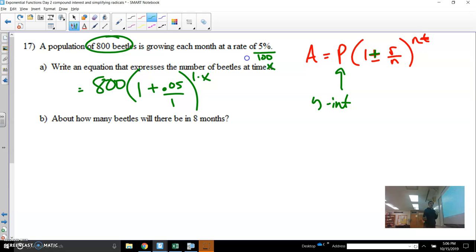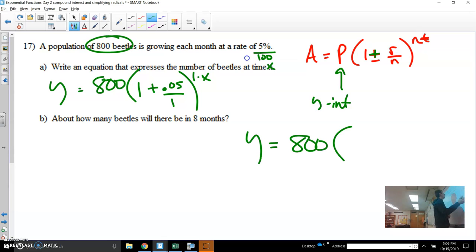And so if they want x, I may just make this y, like y equals something with x in it. So now the only thing I'm thinking about doing is simplifying it a little bit. y equals 800. If you do 1 divided into 0.05, that's not going to change 0.05. And if you add those together, it's just 1.05. And then 1x can just be x. So here's an equation that will model how many beetles there will be based on a month or a year or whatever you want to do.